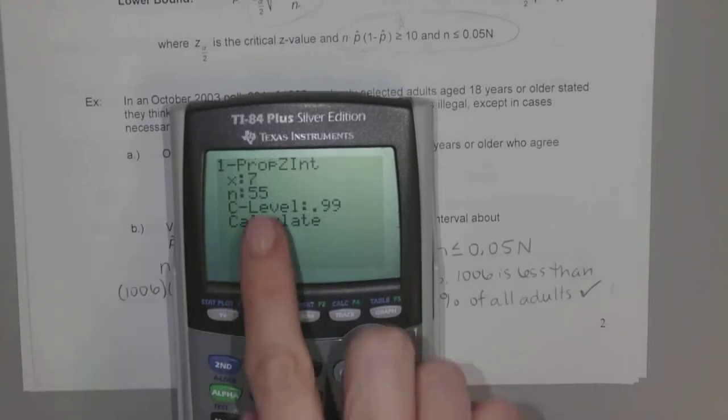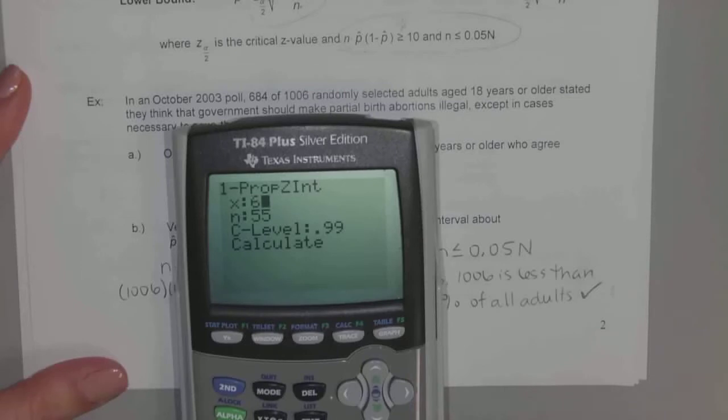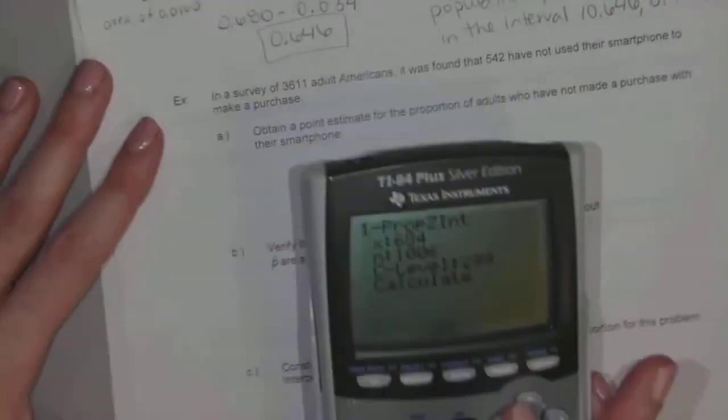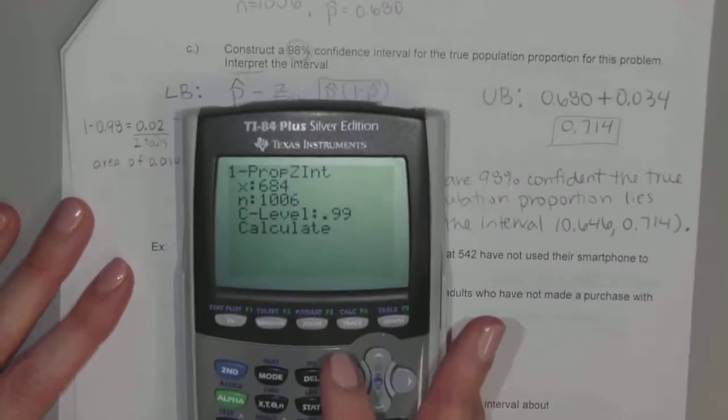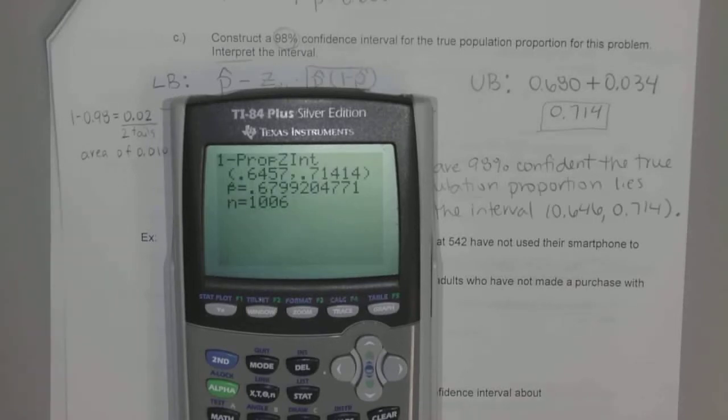So we'll hit enter. The first thing it's going to ask you is for X. Well, what was our X? 684. The next thing it'll ask you is for N. What was our N? 1006. And then it'll ask you your confidence level. And this was, if we turn it over to part C, we wanted 98% confidence. So we'll put 0.98 there and you hit calculate.